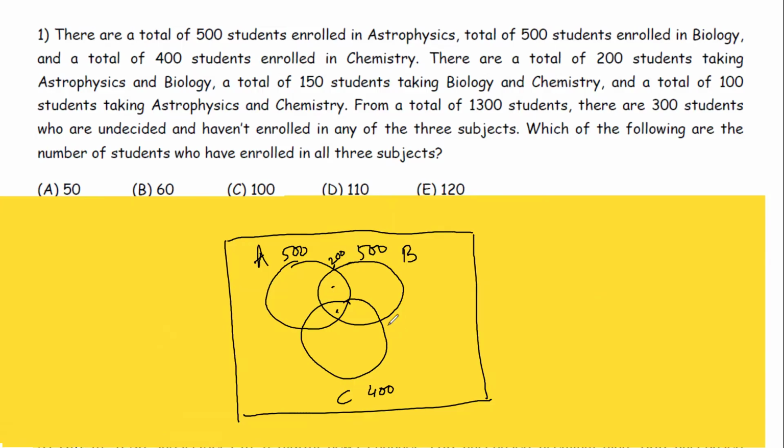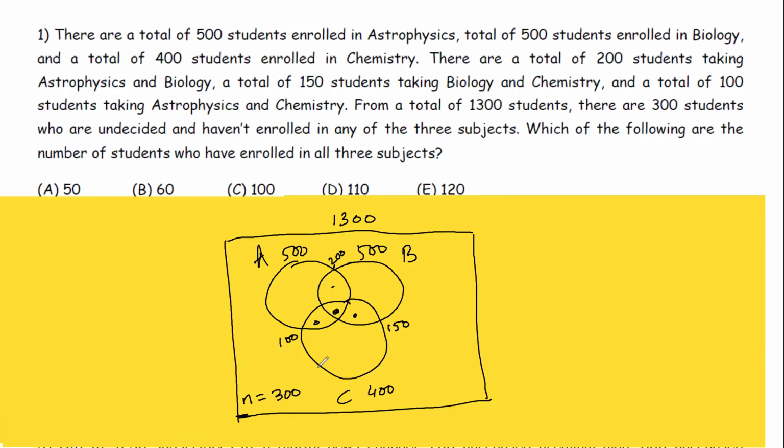150 students taking biology and chemistry. So this and this together is 150. And a total of 100 students taking astrophysics and chemistry, so this and this is 100 students. Now from a total of 1300 students, there are 300 students who are undecided. So the undecided part, let's call it N, is outside the three circles.